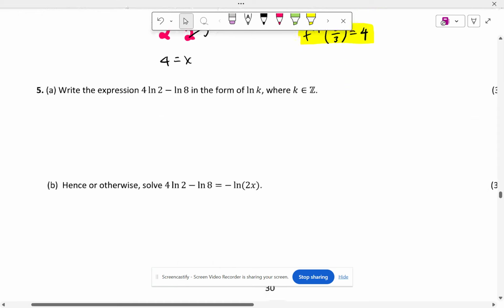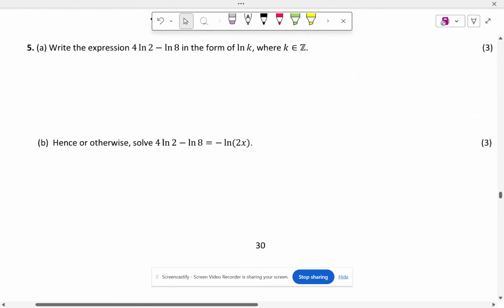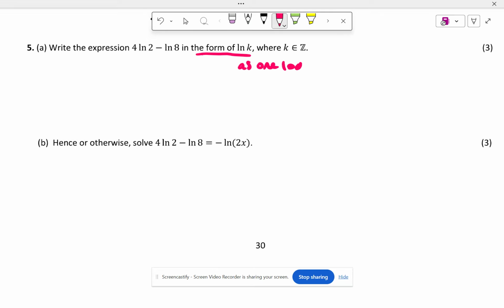That was it. All right, let's go to 5. Again, tricky log question, but that's okay. It says, write the expression 4 times the ln of 2 minus the ln of 8 in the form of ln of k. So in the form of ln of k just means as 1 log.